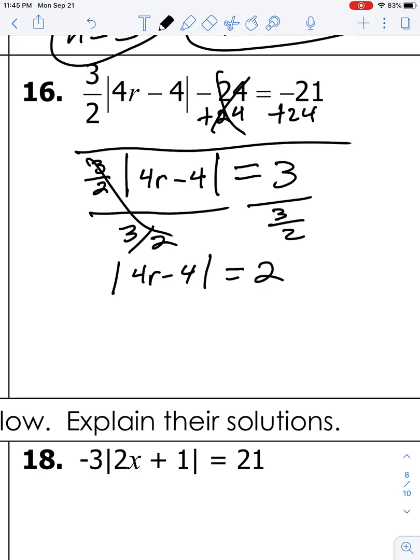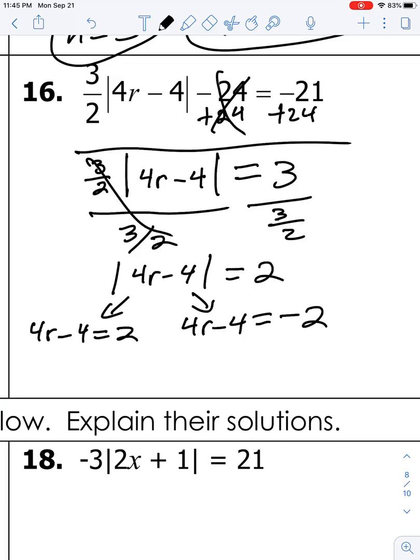All right, so now the absolute value is by itself. So now that it's by itself, we can go about solving it. We take what's on the inside and write it down, set it equal to what's on the other side. Then take what's on the inside again, write it down again, but set it equal to the negative of what's on the other side, or the other sign that's on the other side.